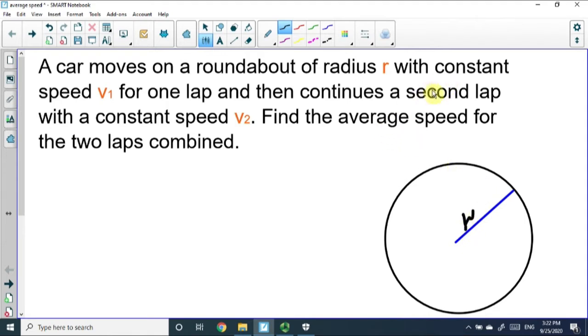Now the car is moving with constant speed v1. Remember, when you have circular motion with constant speed, that's what we call uniform circular motion. So the car is moving with this constant speed v1 for one lap, just one round. And then the car continues a second lap, but with a different speed, which is also constant, but we call it v2. So we have two laps, and there is a speed for each lap. The speed in each lap is constant, but they are different, v1 and v2.